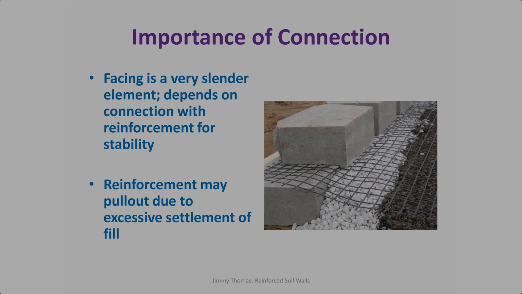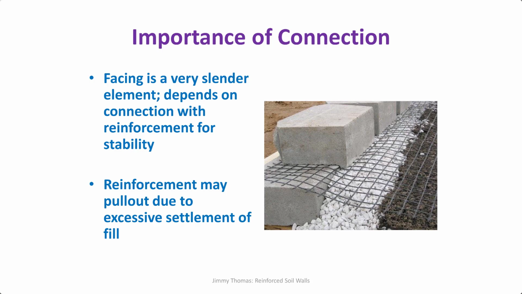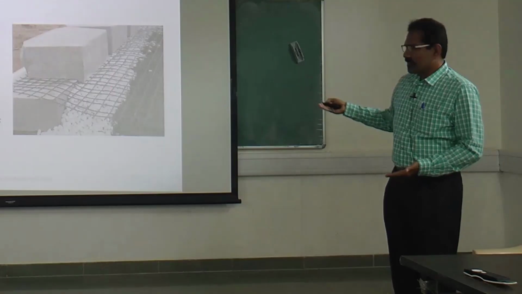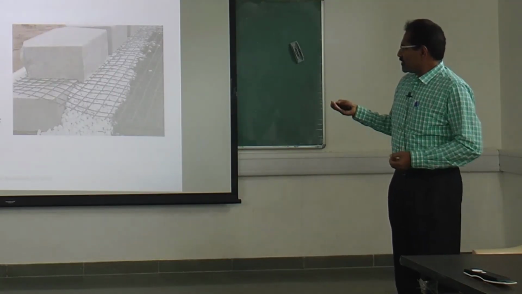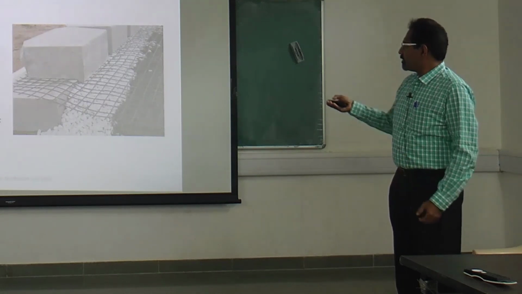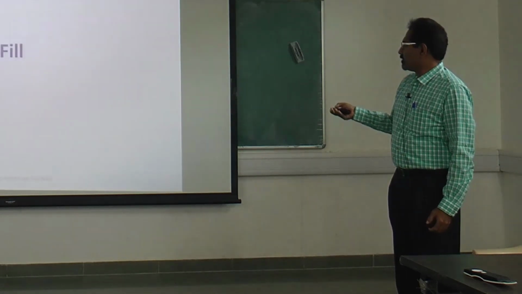Secondly, suppose the fill settles. Sometimes if the fill is not properly compacted, due to the weight of the overlying fill, it can undergo some settlement. So the reinforcement gets pulled out like that. So both ways we need a proper connection between the facing and the reinforcement.